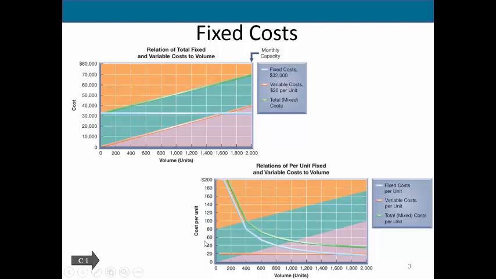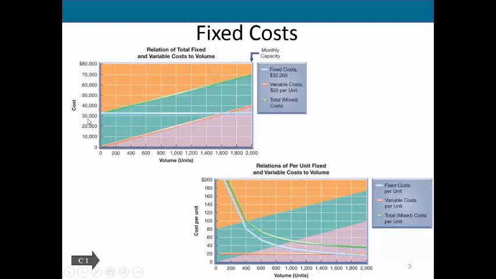On the other hand, down here you're seeing your total costs on a per unit basis. And we'll talk about these as we move forward. But just so you make sure you understand, this top graph, we're talking about total costs. The bottom graph, we're looking at costs on a per unit basis. So let's define what's going on here.